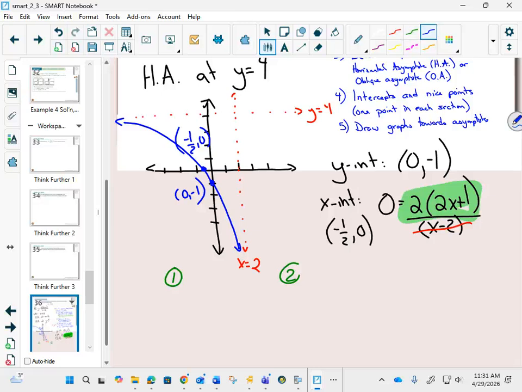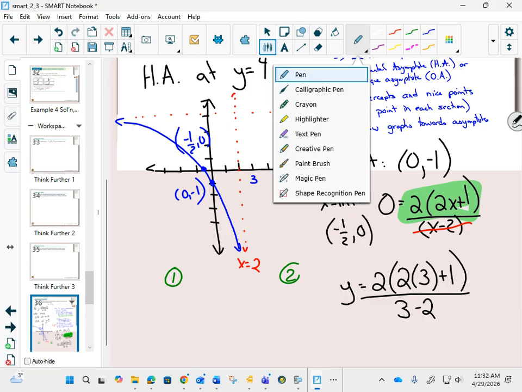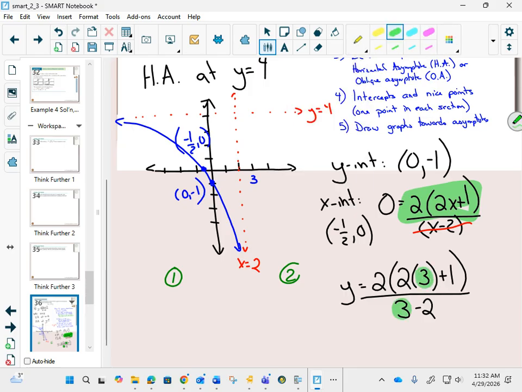Okay. So in section 2, we need a point. I'm going to pick any x value in section 2. Generally, I like to go 1 to the right of my asymptote. Sometimes I go 2 to the right. If I pick x equals 3, and I plug that back into my equation, do you see right here, my original equation had an x here and an x there? I just plugged in 3. And when x is 3, I'm going to find out the point.